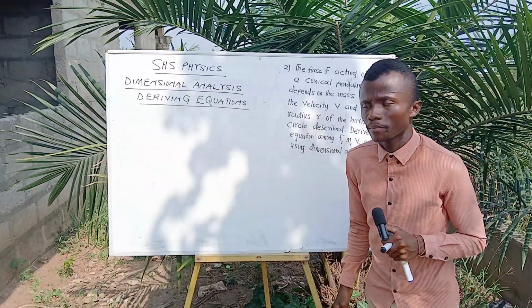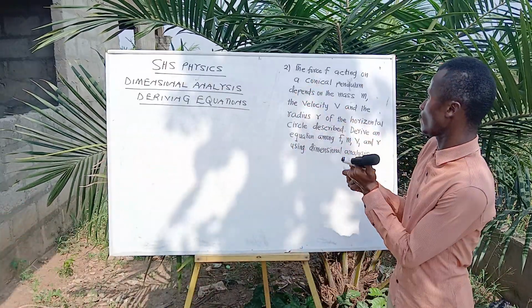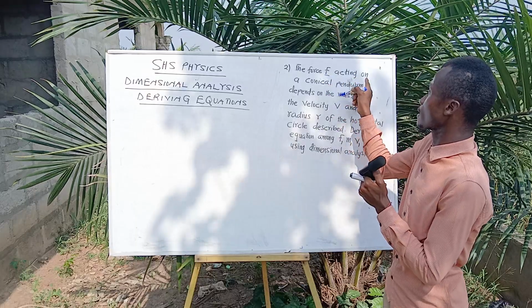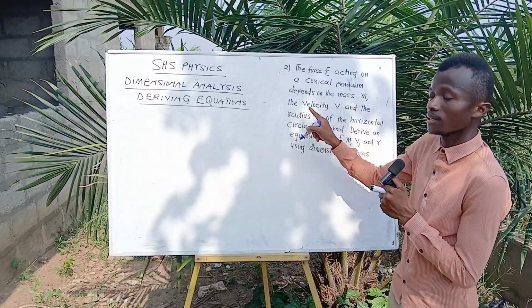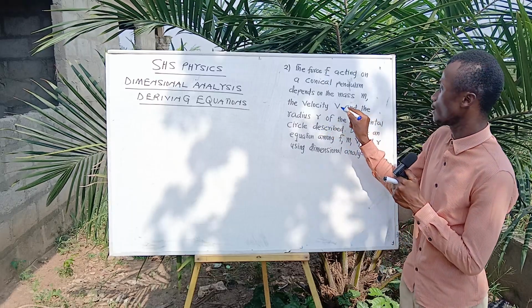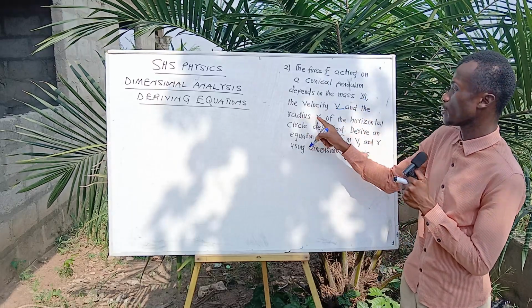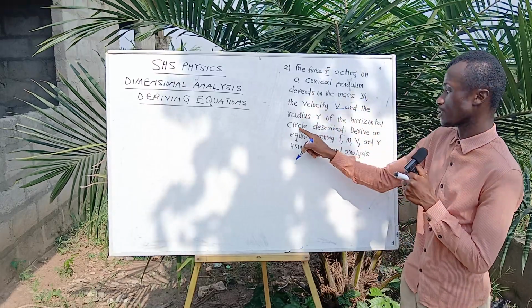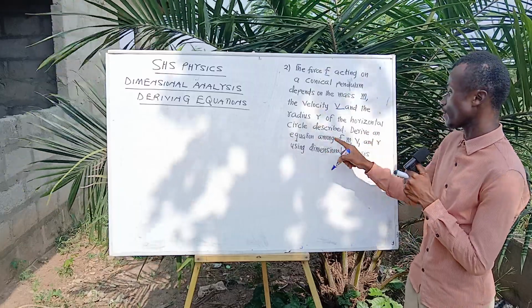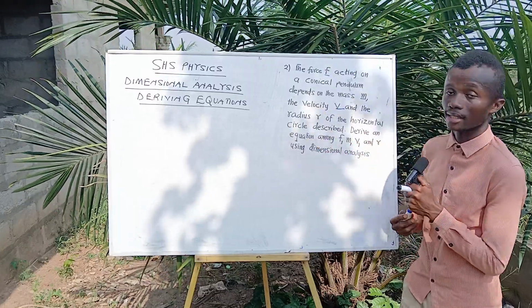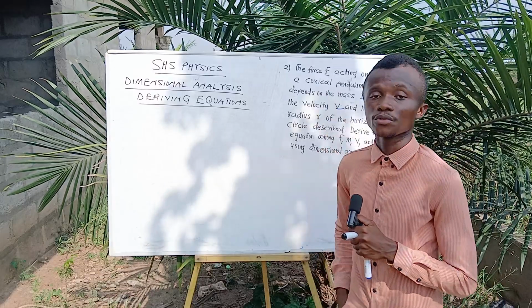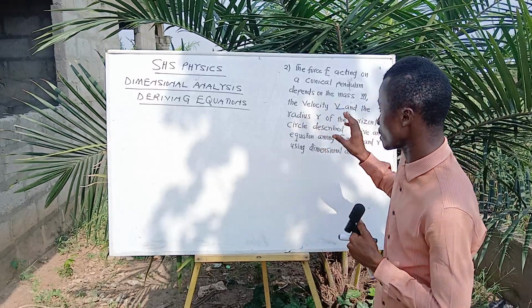Our second problem is that the force F acting on a conical pendulum depends on the mass m, the velocity v, and the radius r of the horizontal circle described. Derive an equation among F, m, v, and r using dimensional analysis. So the first thing to do is don't panic. It is a very simple thing to do.